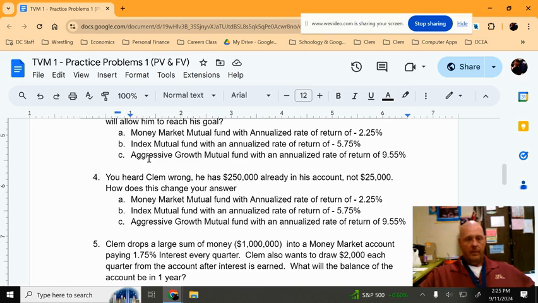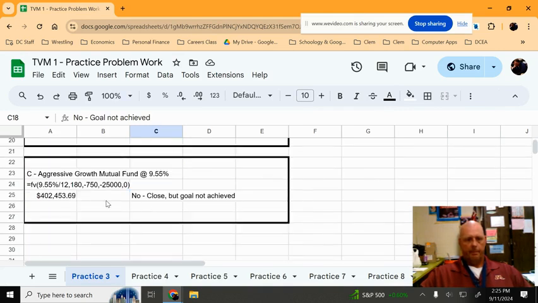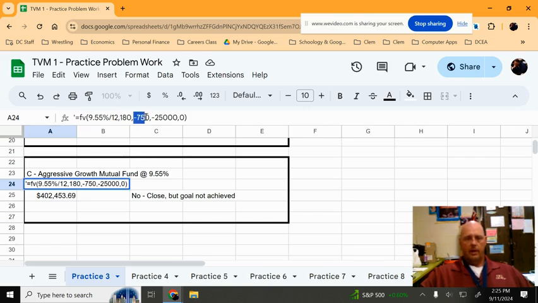Third option. Now let's look for something that is more aggressive. Now, the more aggressive you go, the more risk you take on. My aggressive growth mutual fund has this hypothetical 9.95% annual rate of return. Again, this is the only thing that changes in problem 3C. 9.95% divided by 12 because I'm going to do my deposits monthly. I'm doing 180 deposits. I'm dropping in $750.